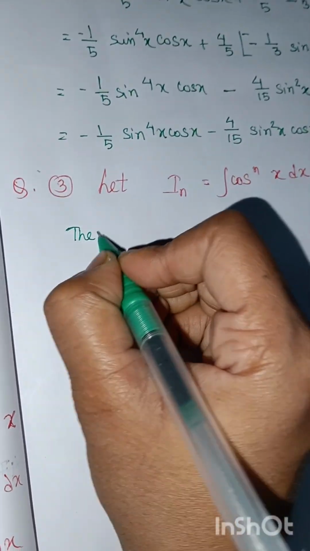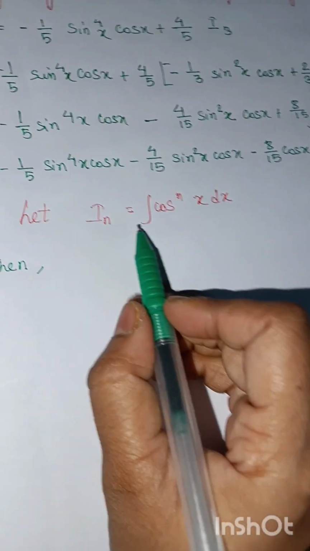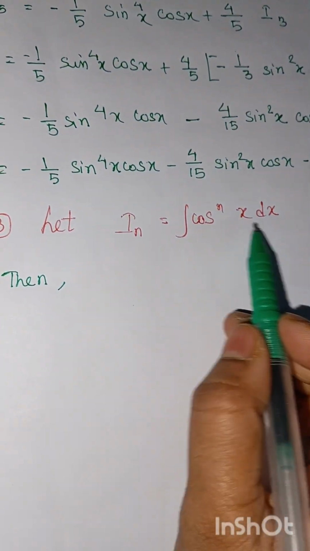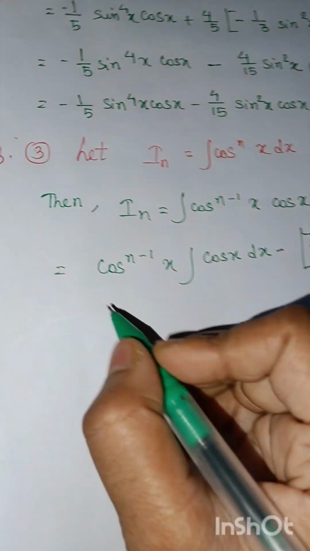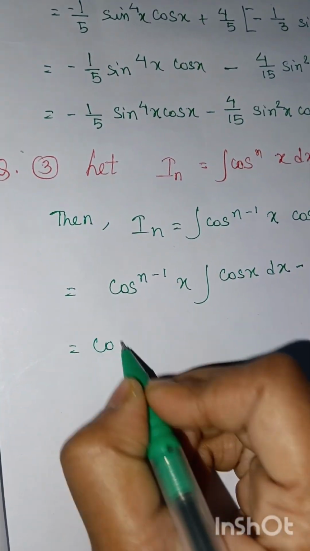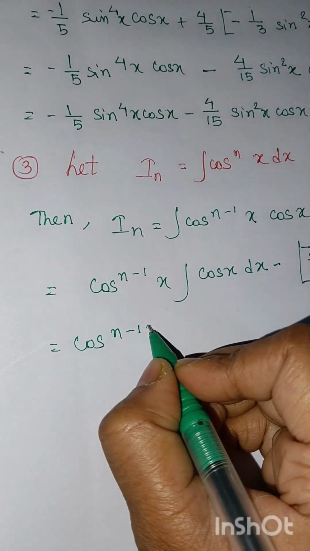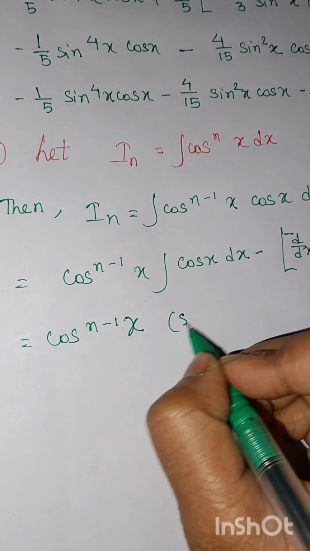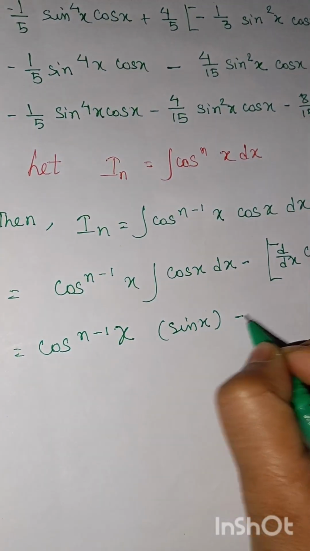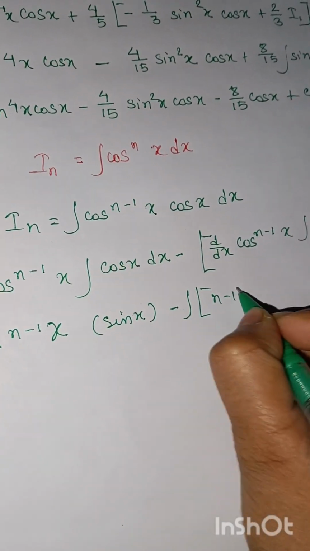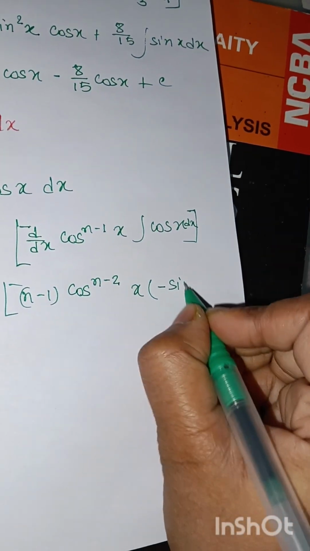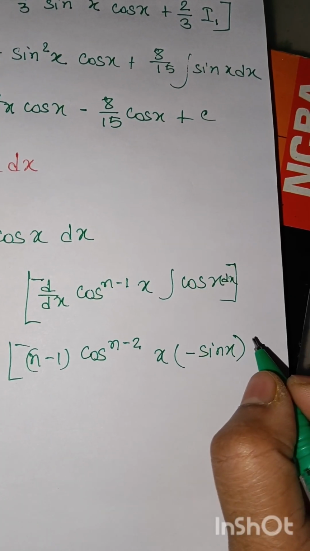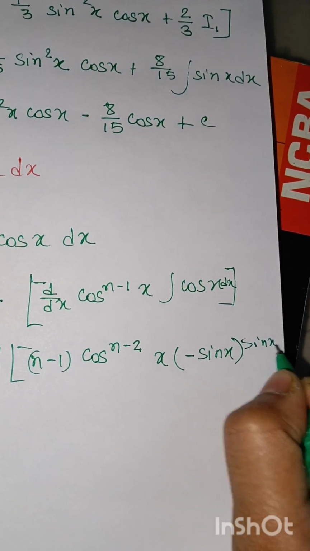Next we solve this question: In is equal to the integration of cos to the power n x dx. Apply the uv integration rule to this line, then simplify this line: cos to the power n minus 1 x sin x minus n minus 1 cos to the power n minus 2 x minus sin x, the integration of cos x, which is sin x.